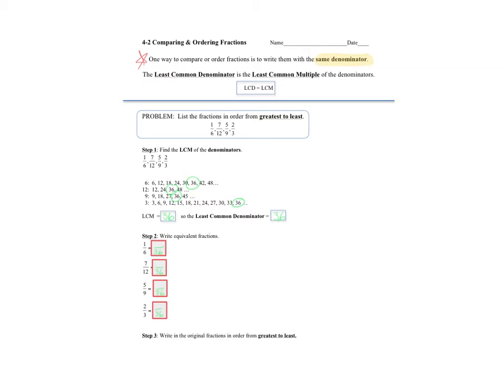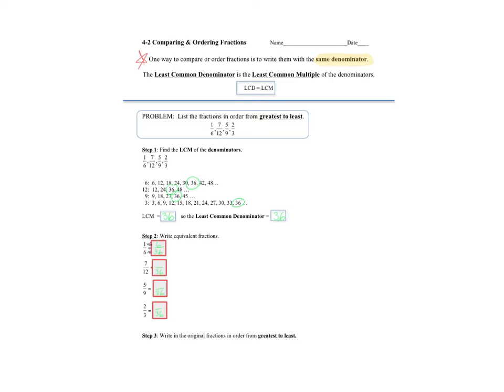I'm going to look at my first one, 1/6, and I want to turn 1/6 into a fraction with denominator 36. We've accomplished this already. You know that we have to look and see, how did 6 turn into 36? Well, it got multiplied by 6. So if it got multiplied by 6, I'm going to do the very same thing at the top. And now I have 6/36. So 1/6 is the same as 6/36.